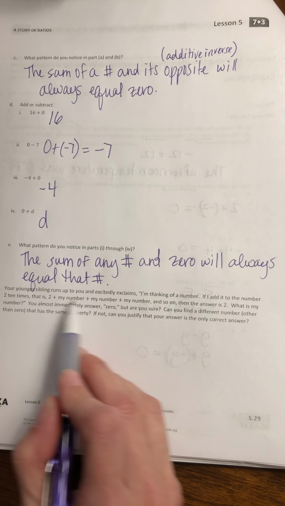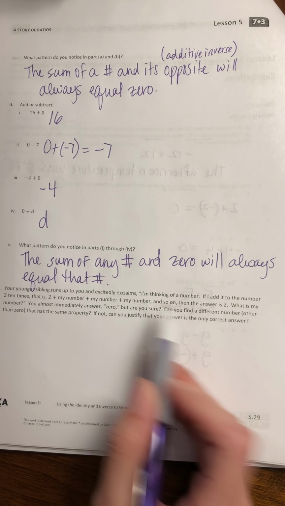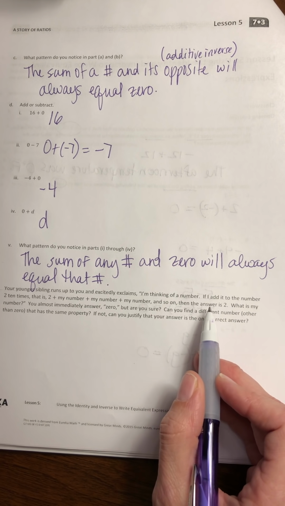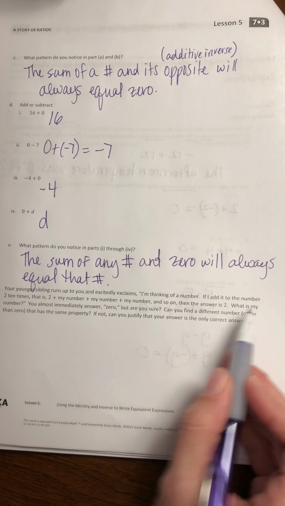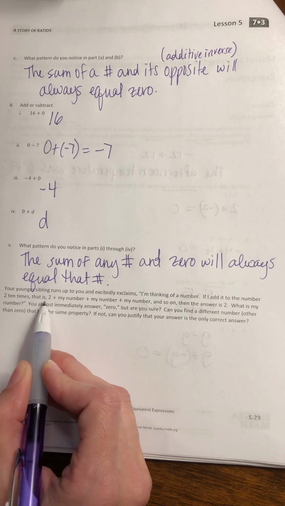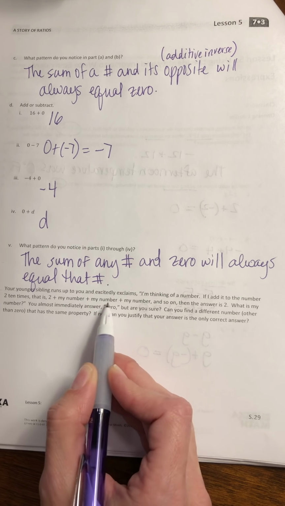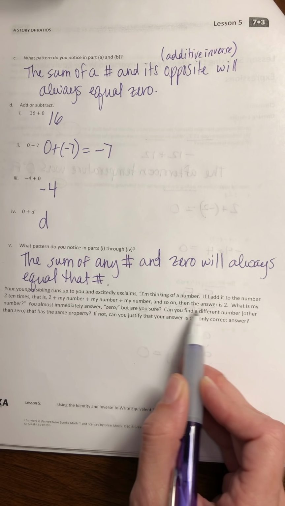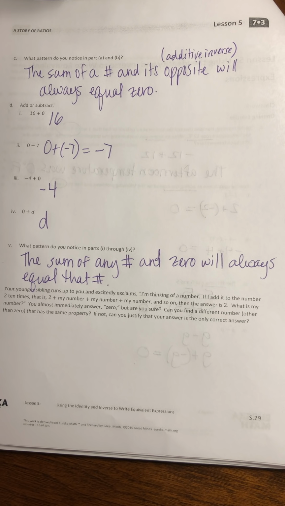Your younger sibling runs up to you and excitedly exclaims, "I'm thinking of a number. If I add it to the number 2 10 times, that is 2 plus my number plus my number plus my number and so on, then the answer is 2. What is my number?" You almost immediately answer 0. But are you sure? Can you find a different number other than 0 that has the same property? If not, can you justify that your answer is the only correct answer?